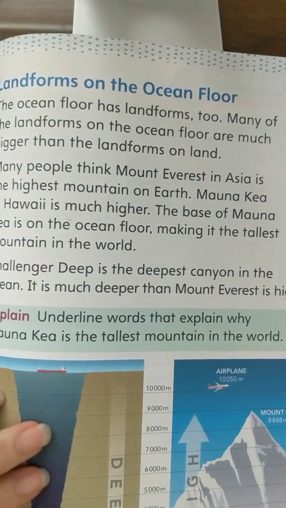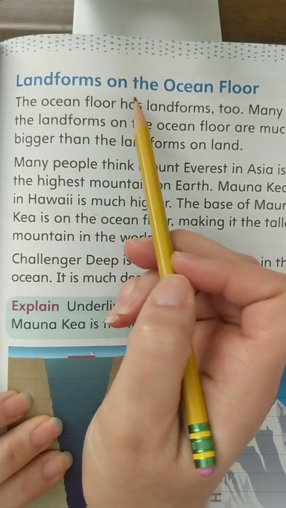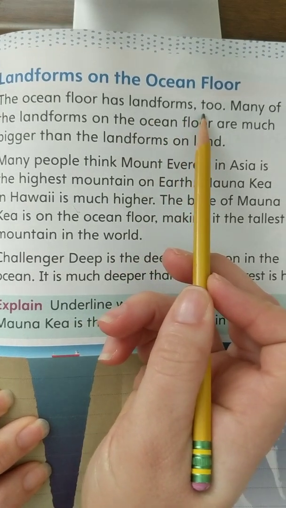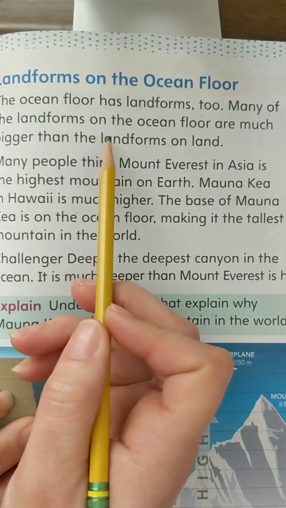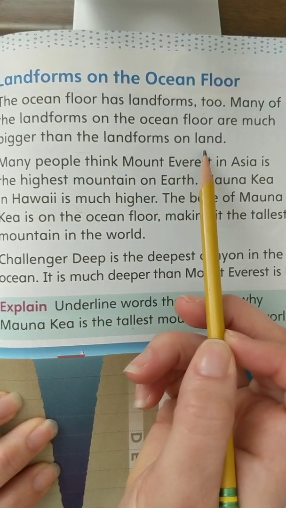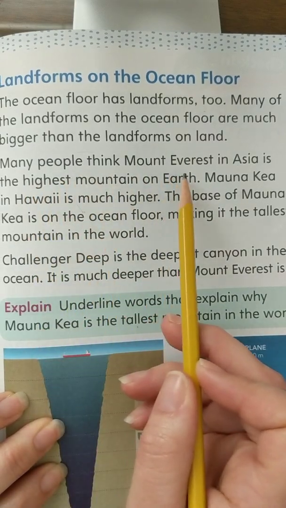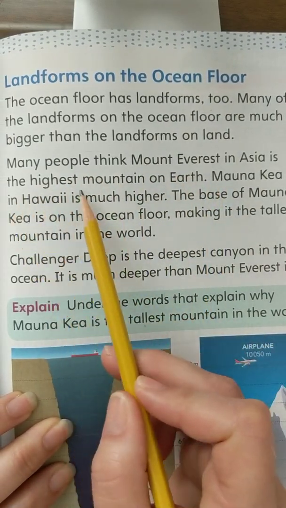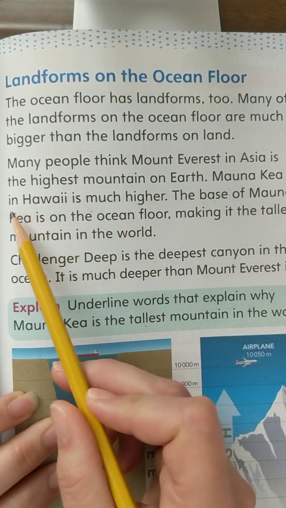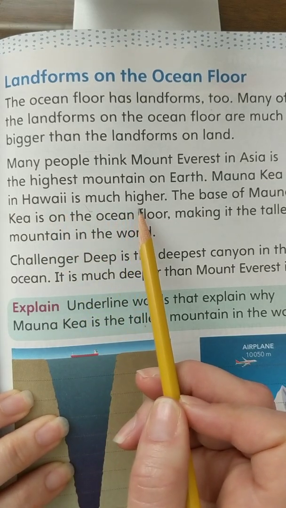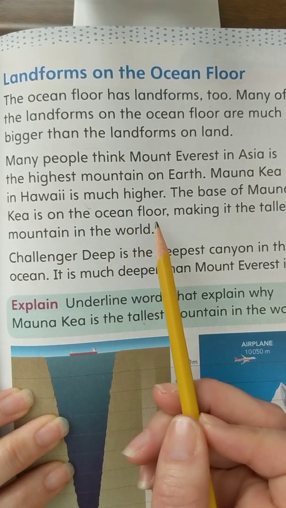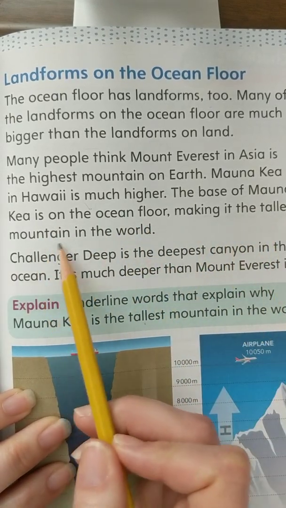Okay, our last page for today. Landforms on the ocean floor. The ocean floor has landforms too. Many of the landforms on the ocean floor are much bigger than the landforms on land. Many people think Mount Everest in Asia is the highest mountain on Earth. Mount Mauna Kea in Hawaii is much higher. The base of Mauna Kea is on the ocean floor, making it the tallest mountain in the world.